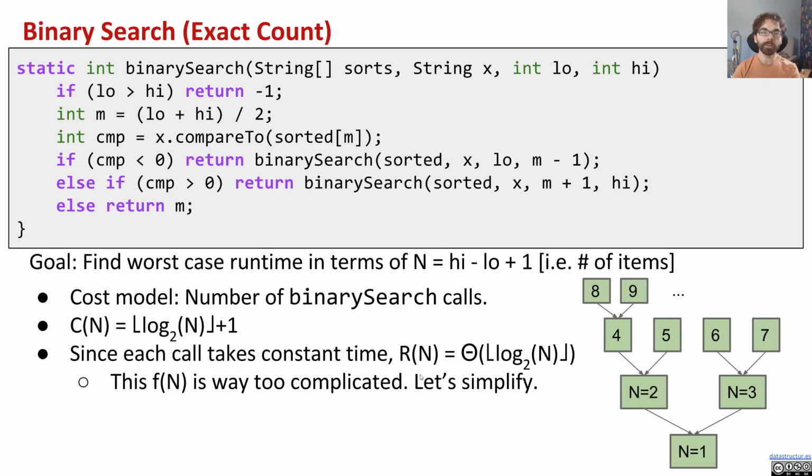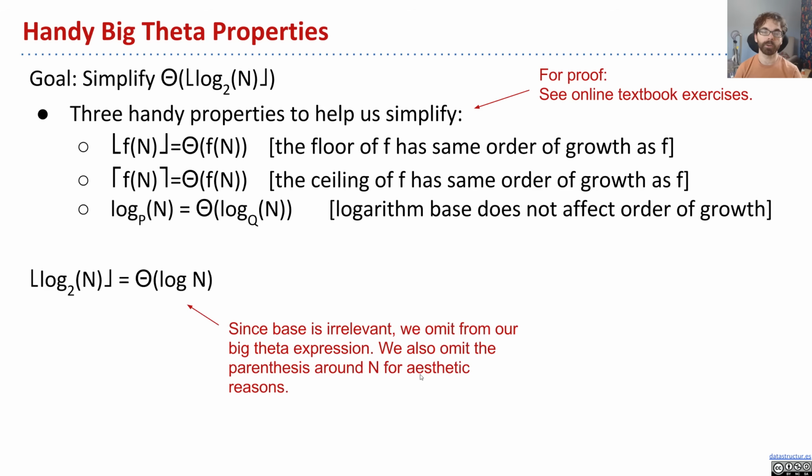And I'm going to rely on a few properties I'm not going to prove, but if you're curious, you can look in the online textbook. There's some exercises. These aren't that hard to prove. So to simplify big theta of log base 2 of n all floored, what we're going to do is note that the floor of f of n grows at the same rate as just f of n. Okay, so the floor of f has the same order of growth as f. It's big theta f of n. That's also true for the ceiling function, by the way. We don't have to use that here, but it's a handy thought.